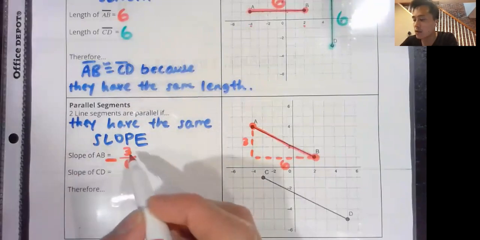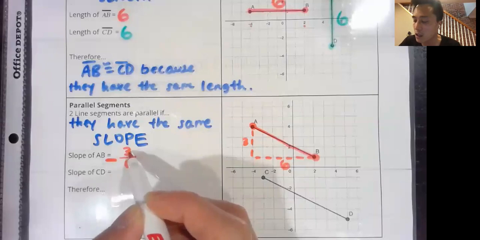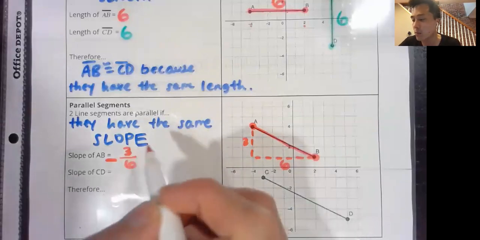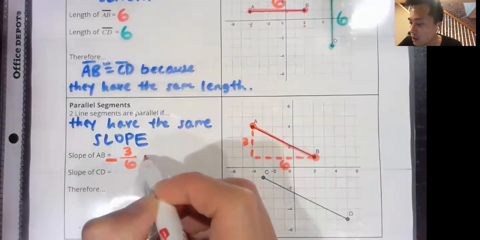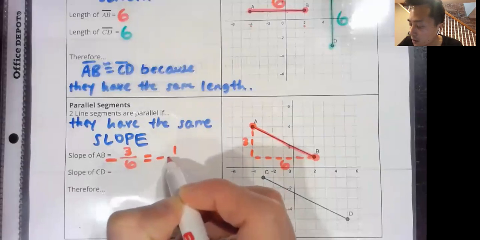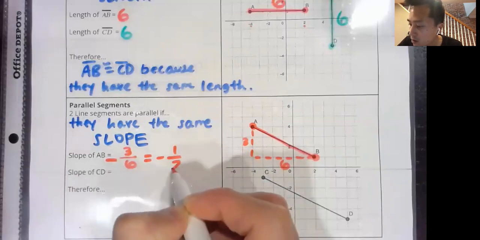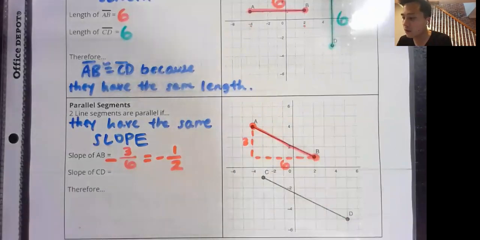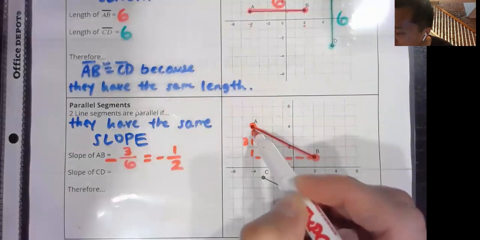Is there some number, is there a common factor that I can divide into 3 that I can also divide evenly into 6? I can divide both of these numbers by 3. So 3 divided by 3 is 1. 6 divided by 3 is 2. So my slope of AB is -1/2. Let's take a look. And we can also see that slope of -1/2 right here.